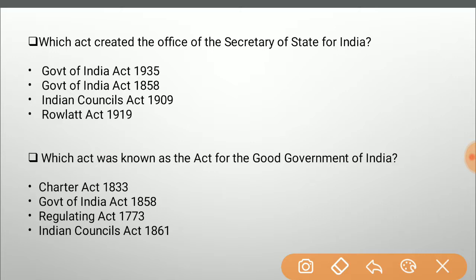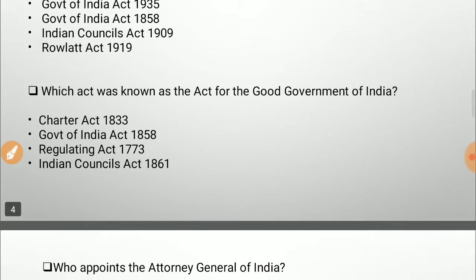Now, which act was known as the Act for the Good Government of India? Options are Charter Act of 1833, Government of India Act 1858, Regulating Act of 1773, or the Indian Councils Act 1861. The correct answer is, again, the Government of India Act 1858. The mutiny of 1857 showed the British that there were a lot of loopholes in the administration of India, and so this act was brought forward.